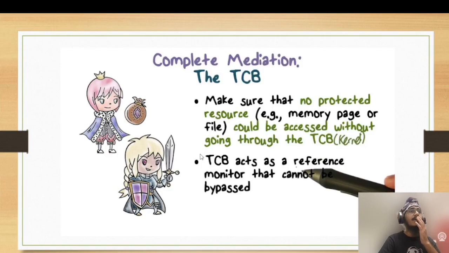We can see an analogy example of the kernel of an operating system, say Linux, the TCB, that makes sure that no protected resource can be accessed without going through the TCB.